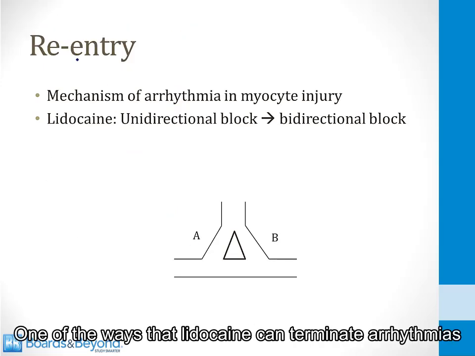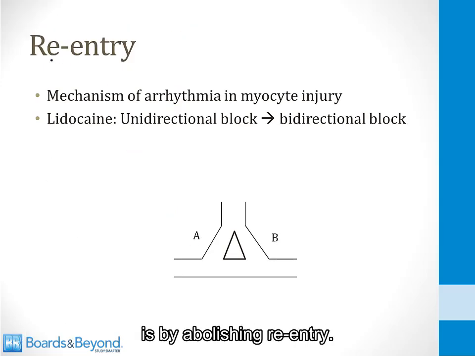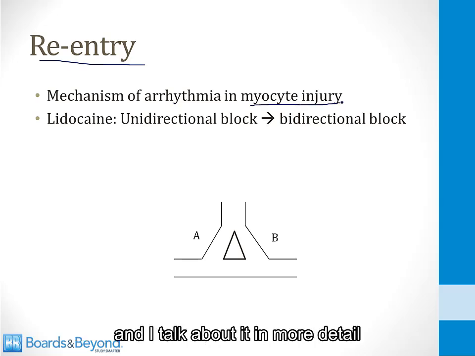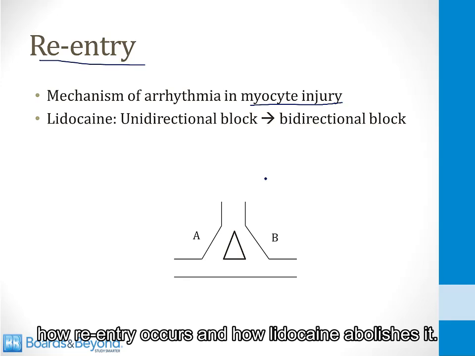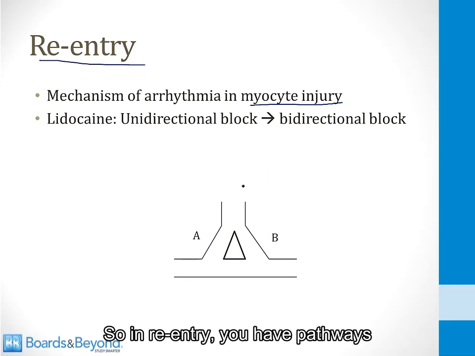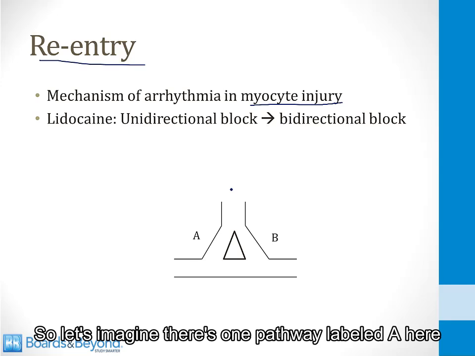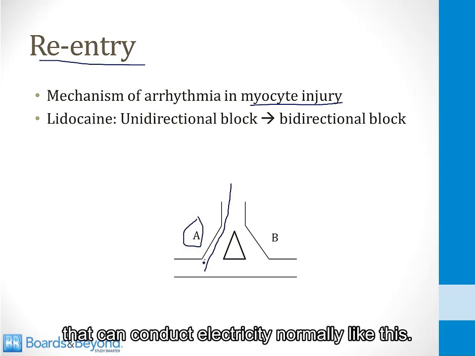One of the ways that lidocaine can terminate arrhythmias is by abolishing reentry. Reentry is a mechanism of arrhythmia generation in myocyte injury, and I talk about it in more detail in the module on action potentials. I'll just briefly review here how reentry occurs and how lidocaine abolishes it. So in reentry, you have pathways in the cardiac electrical system that have different conducting abilities. So let's imagine there's one pathway labeled A here that can conduct electricity normally like this.